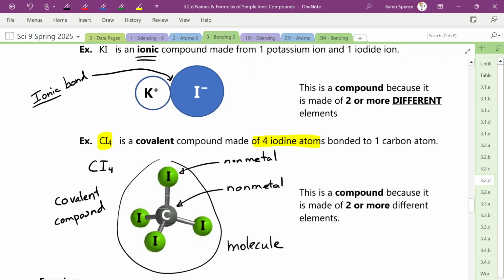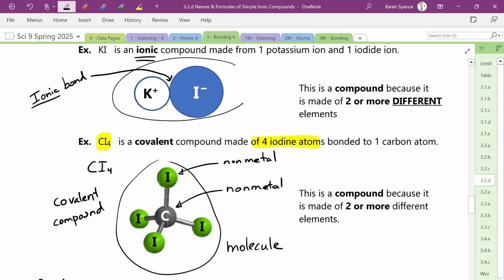Speaking of which, what type of a particle is the K and the I together? It's a formula unit.